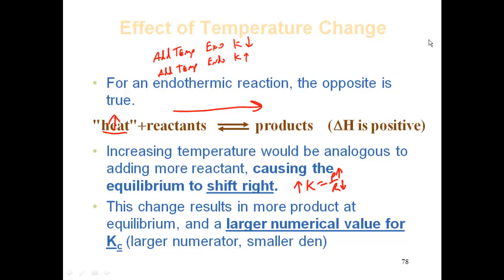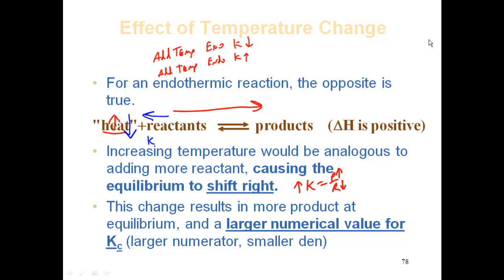Now, what happens if I do the opposite? What if I remove heat? Well, the opposite effect will naturally happen. If I remove heat, let's take this one, for example, my endothermic. If I remove heat, that's like pulling it off. Well, which way is my equilibrium going to go? It's going to have to shift to the left to produce more heat since I'm pulling it off.